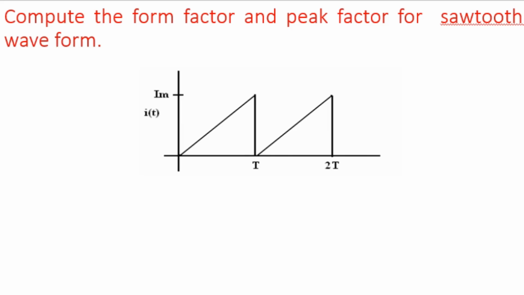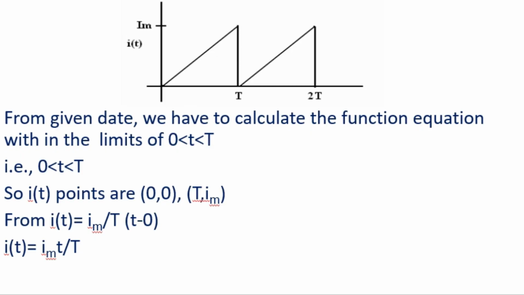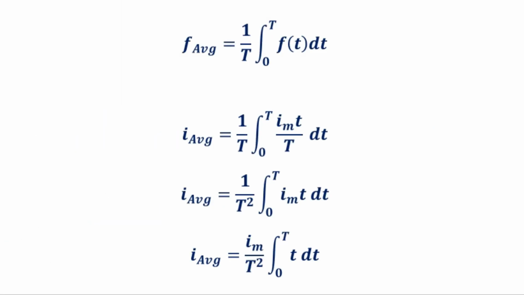Compute the form factor and peak factor for a sawtooth wave. From the given data, we have to calculate the function over the limits of 0 to T. Now the value of i(t) varies from 0 to T, comma Im. From the slope equation, i(t) equals Im by capital T into (t minus 0). Therefore, i(t) equals Im into small t by capital T, and the average equals 1 by T into integral 0 to T of f(t) dt.